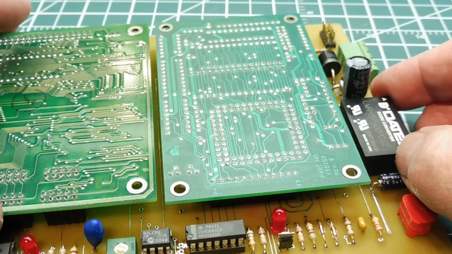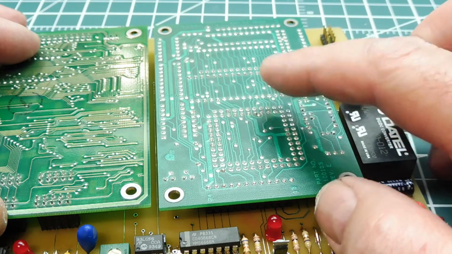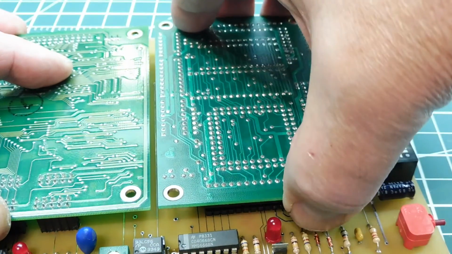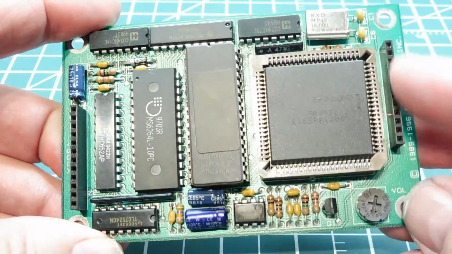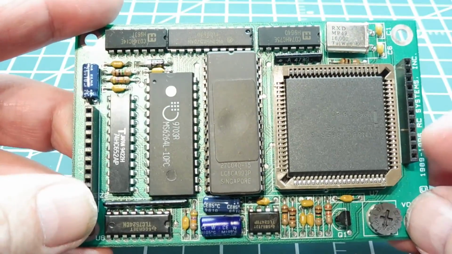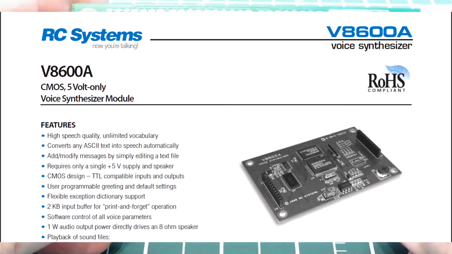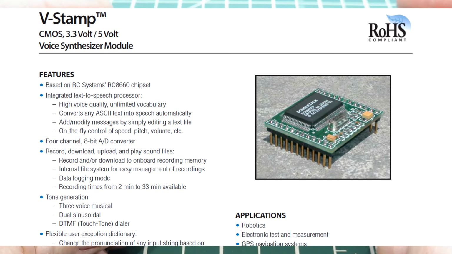Okay, in this video, we're going to look at how we could add speech to your project. Now, the board you see here is a text-to-speech module, and it's available from a company called RC Systems. And it plugs into your project board by two SIP headers you see here. Now, this is their Generation 1 board, and they have a replacement for this exact board. They also have another board called VSTAMP, which has a much smaller footprint, but they all work the same.